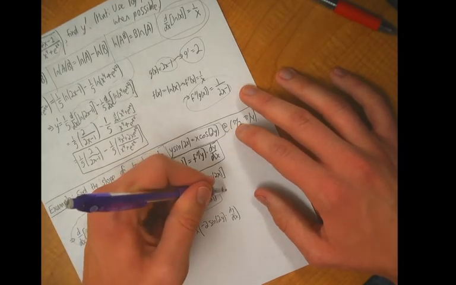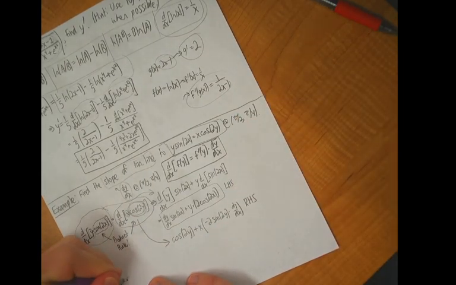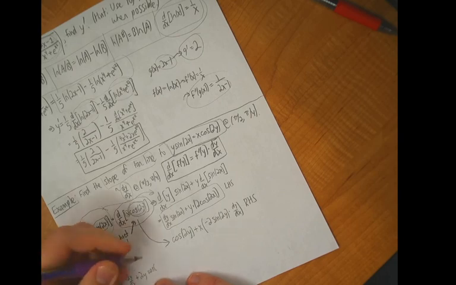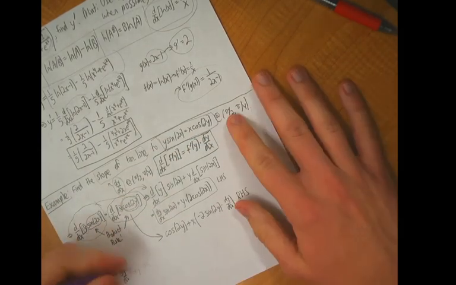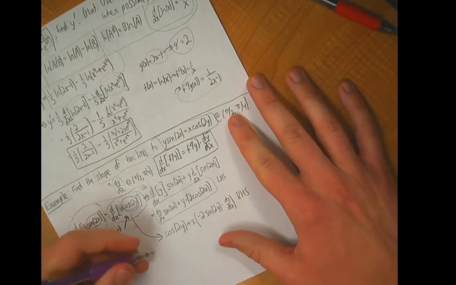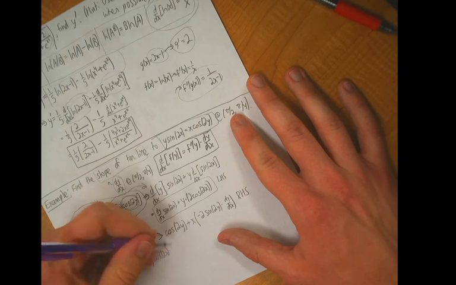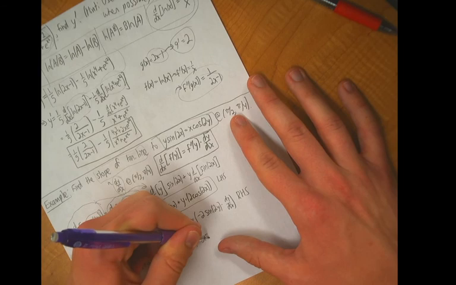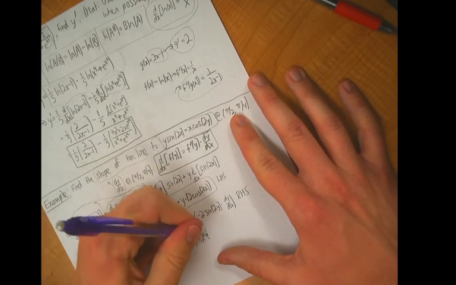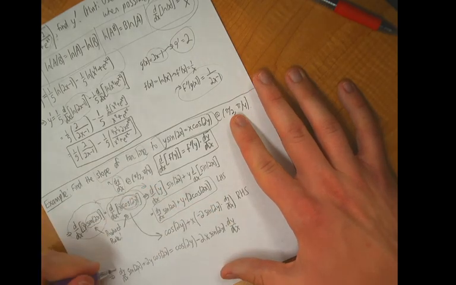Okay? So this is the left-hand side, this is the right-hand side. So ultimately what this says is that you have dy dx times sine of 2x plus 2y times cosine of 2x equals cosine of 2y minus 2x times sine of 2y times dy over dx. Okay?